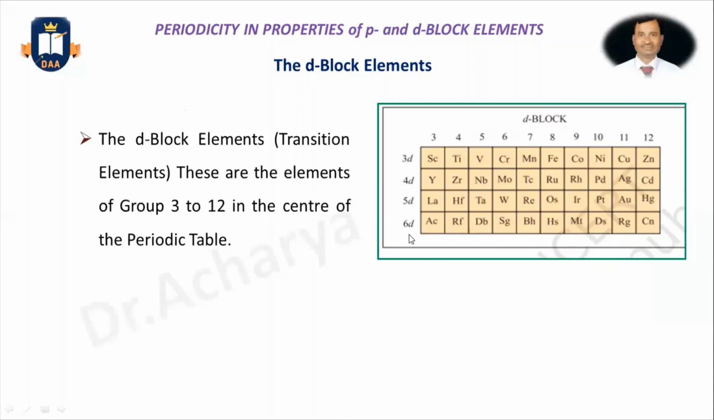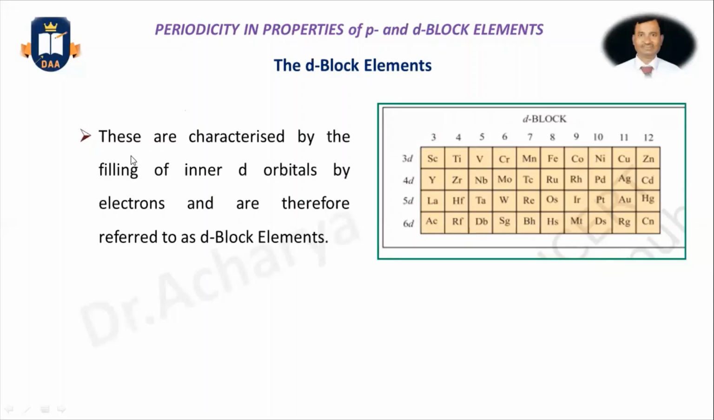Now discuss the features of the d-block elements. On the right side of this figure, you see the d-block elements, which are called the transition elements, and these are the elements of groups 3 to 12. That means the elements in groups 3, 4, 5, 6, 7, 8, 9, 10, 11 and 12 are all d-block elements, and they are also called the transition elements.